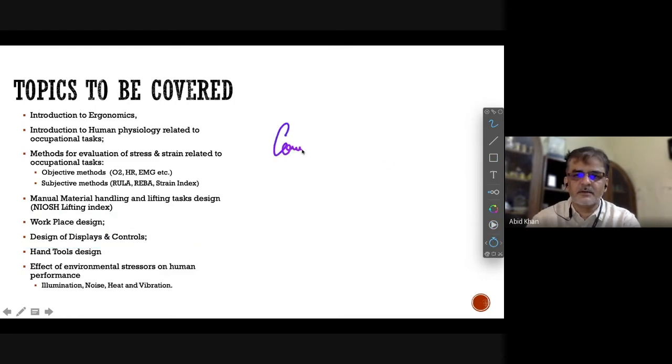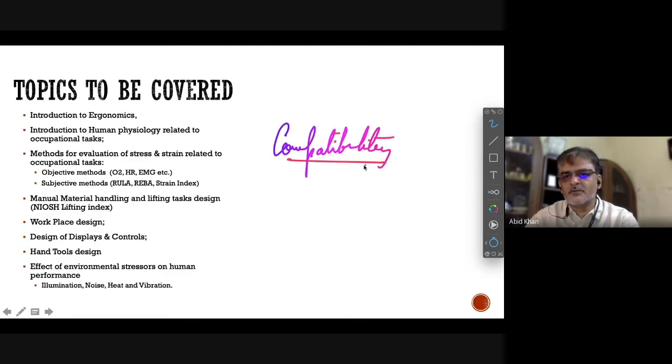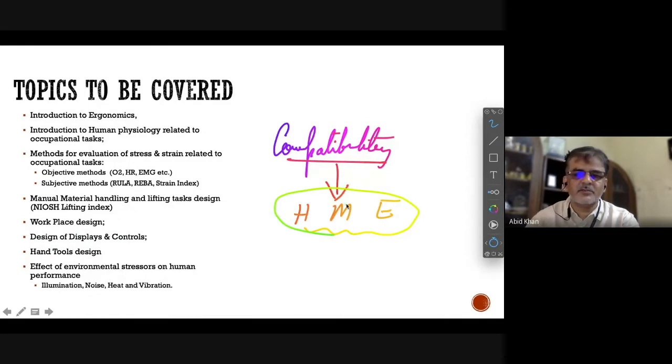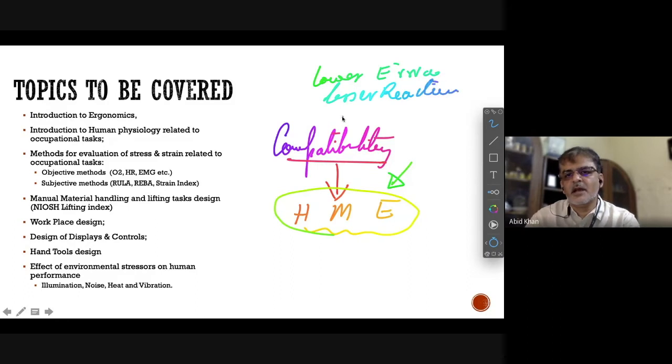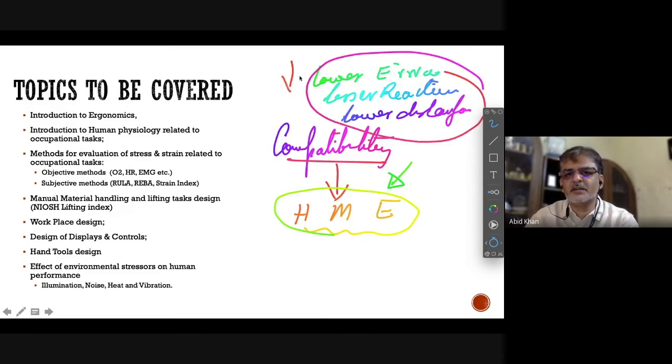Compatibility is a very important term for human, machine and environment. Between all these three, compatibility has to be achieved as far as possible. And compatibility means lower error, lesser reaction time and lower level of discomfort. So basically, you have to achieve these three parameters at a lower level so that you can have more compatibility.